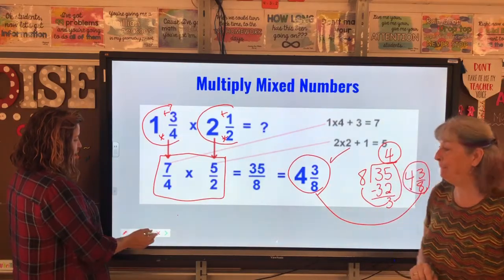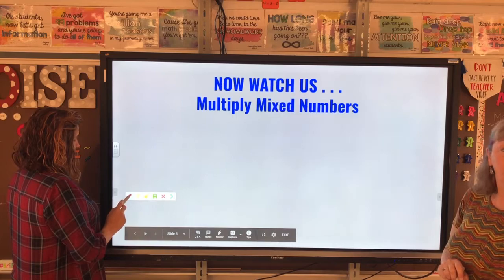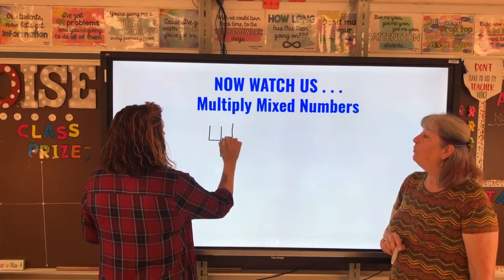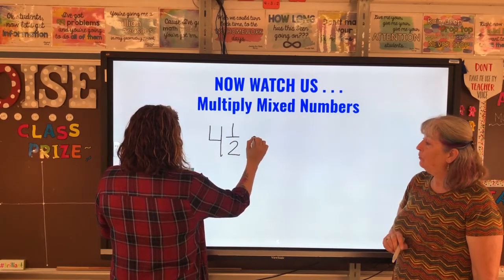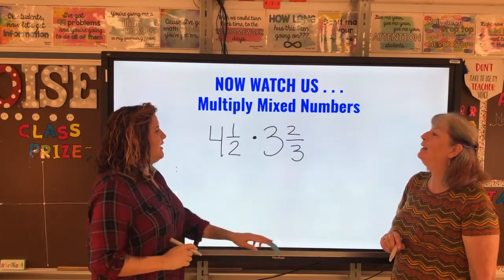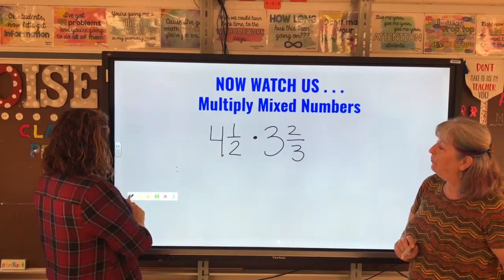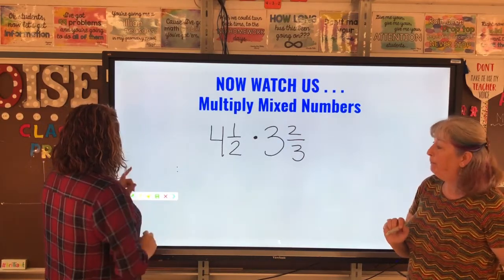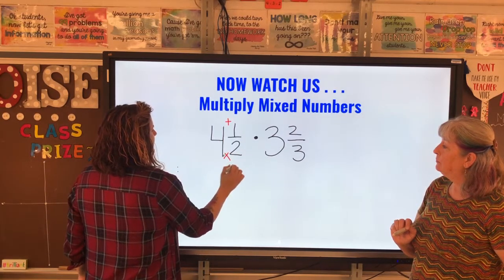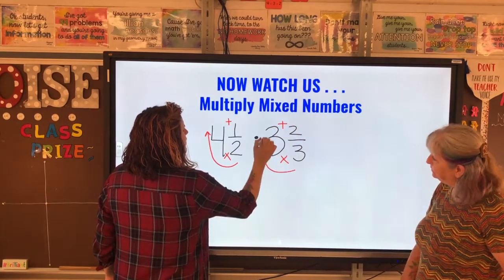Okay. Perfect. All right, so let's do some examples of our own. I'm going to do 4 1/2 times 3 2/3. I have a mixed number and a mixed number, but I want a fraction and a fraction, so I'm going to convert those to improper fractions. I multiply the bottom, add the top, work my way around.